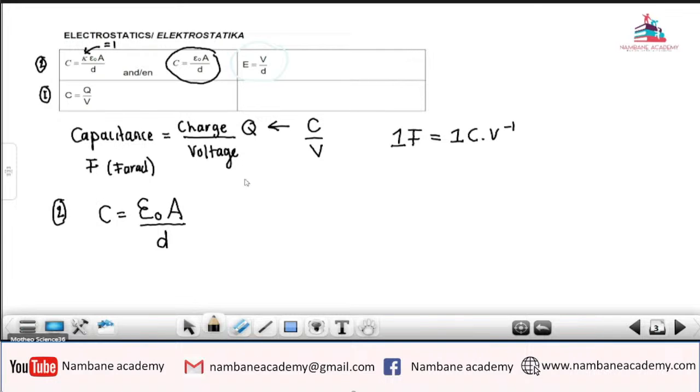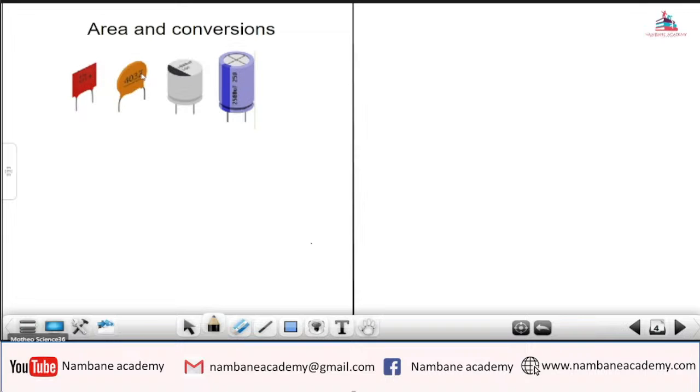Now let's go in further, because this is not a new topic to you. We are revising. Here are capacitors, 1, 2, 3, 4 capacitors, 2021 question paper. If we look at capacitor number 1, I'm not sure whose mic that is now.